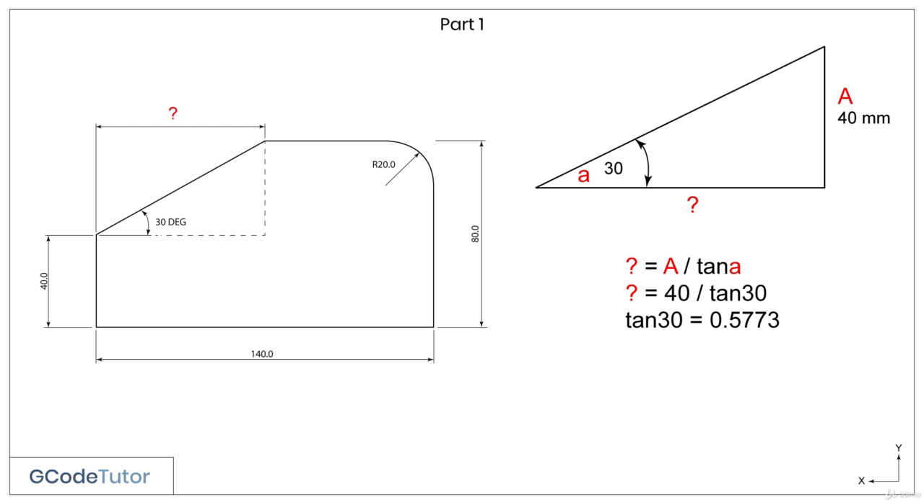So, using the scientific calculator and punching in tan 30, we can conclude that it equals 0.5773. With reference to our trigonometric equation, we now take our 40 millimeters and divide it by 0.5773. And that equals 69.282. And this is the length we are looking for in our triangle. Now we can add that to our drawing and finish off writing our program.